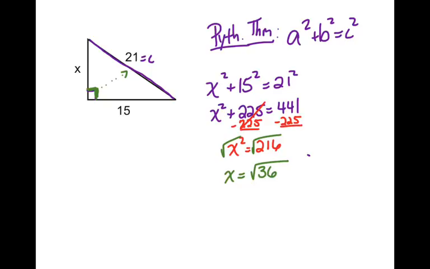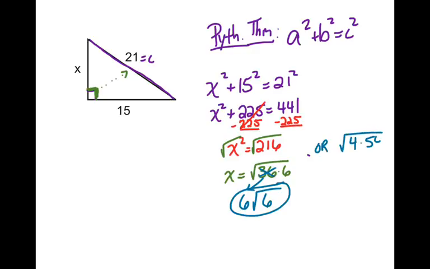Some of the problems you can just use your calculator and get a decimal for that, but some of them you're going to have to simplify the radical. So 36 is a perfect square that goes into 216. So we rewrite 216 as 36 times 6. Square root of 36 is 6, so we get 6 root 6.